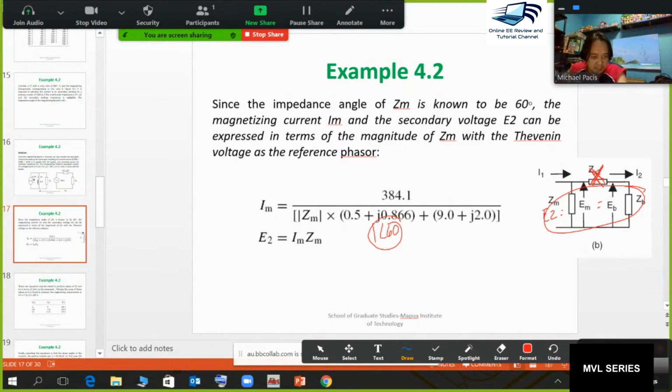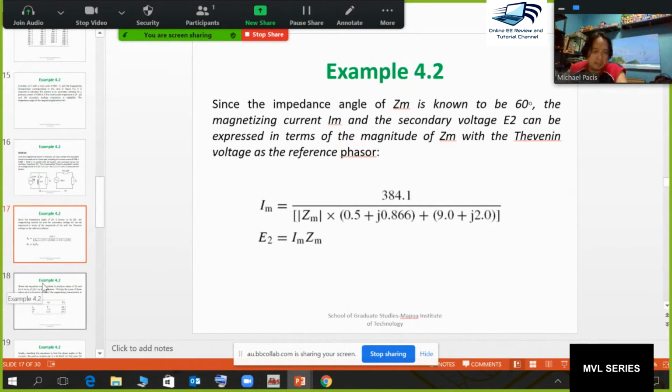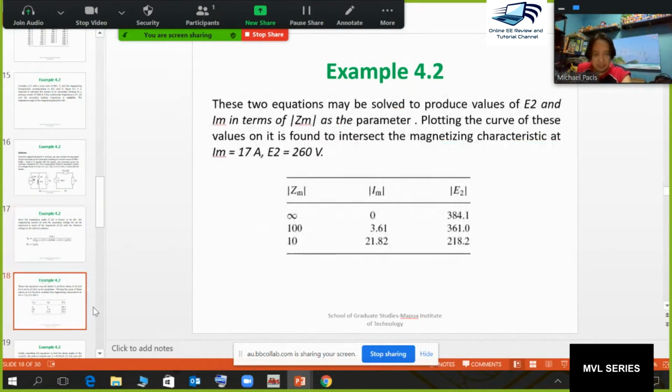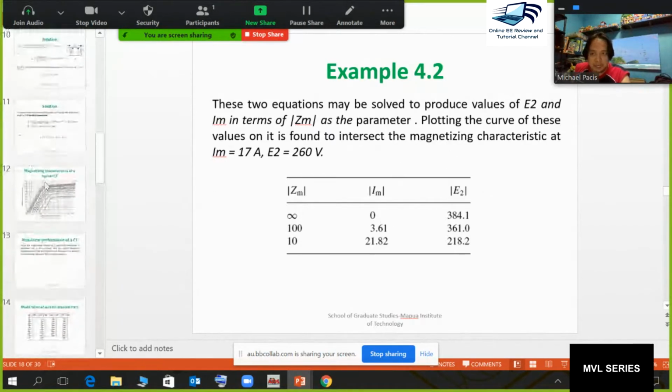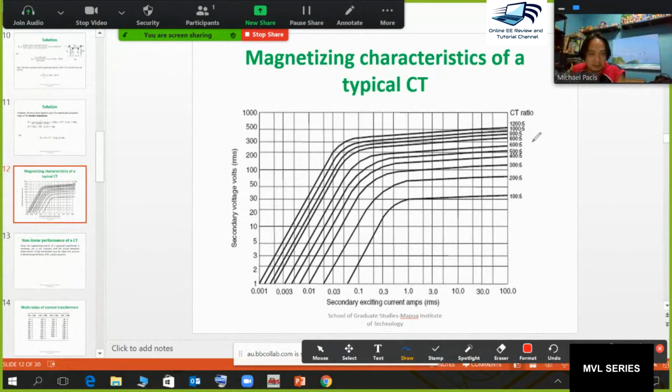Now what's the essence of the knee curves as well as these equations? It's like DC circuits. If you can still recall, you plot your DC generators E1 and E2, then get the impedance. This is also the same pattern. So as you can see, the two equations can be solved simultaneously, with the values of E2 in terms of IM and in terms of ZM as the parameter. Plotting the curve of these values is found to intersect on the magnetizing characteristic of the curve at 600 by 5. This 600 by 5 here is our main goal.